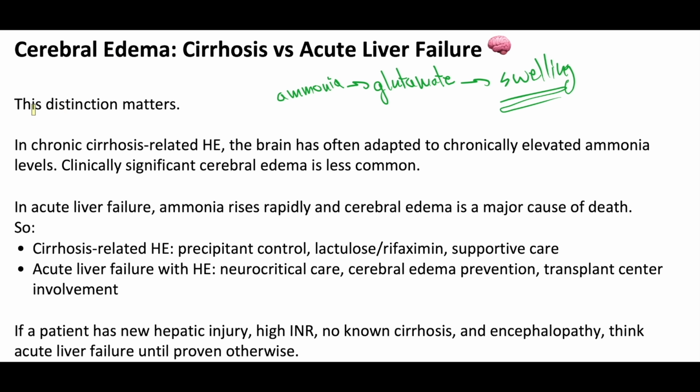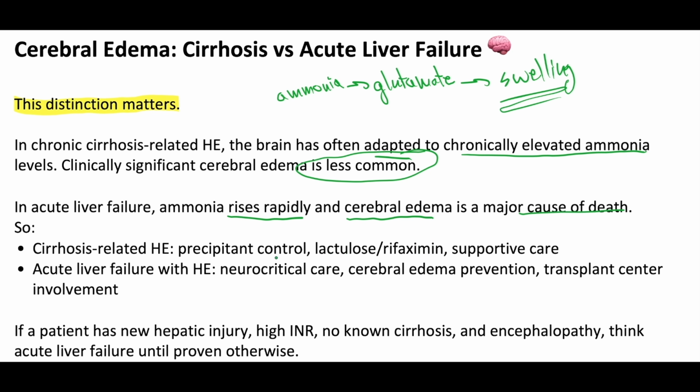Now, this is a little different in acute liver failure versus cirrhosis. In cirrhosis, the brain's often adapted to some degree of chronically elevated ammonia levels. So clinically significant cerebral edema in cirrhotic patients is much less common. It can still happen, but it's much less common. In acute liver failure, though, ammonia often rises rapidly, and cerebral edema happens much more rapidly and is a major cause of death in these patients, right?